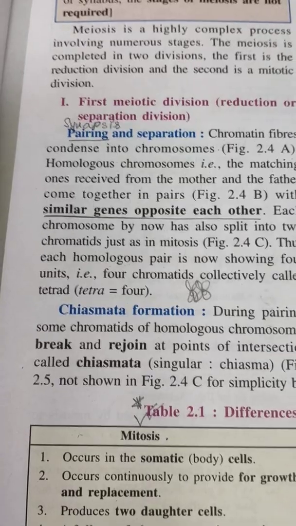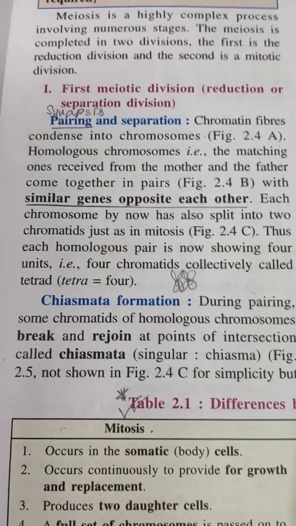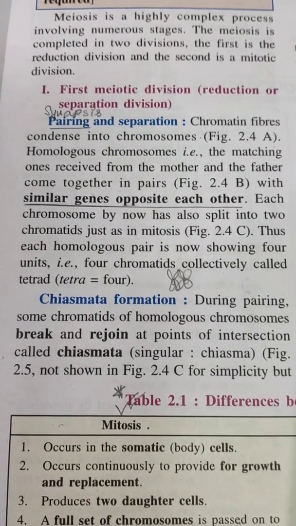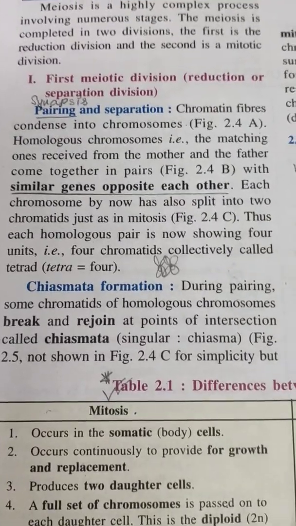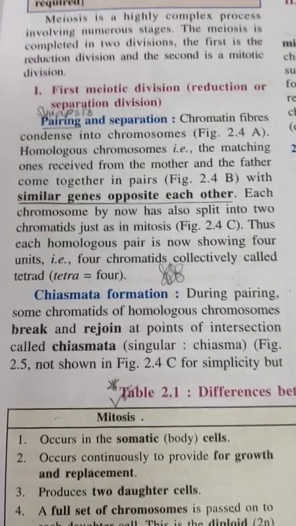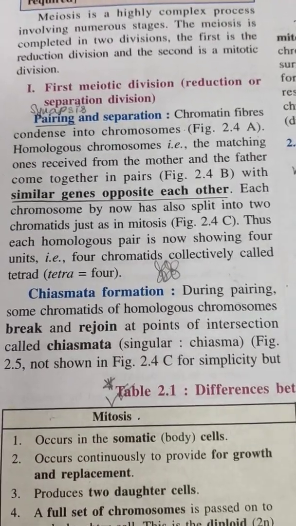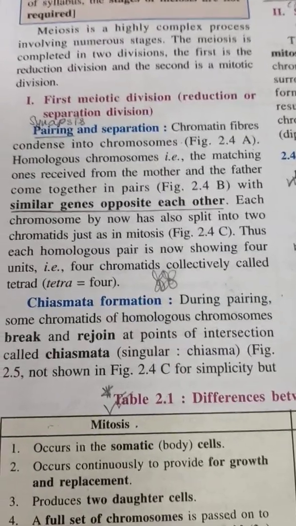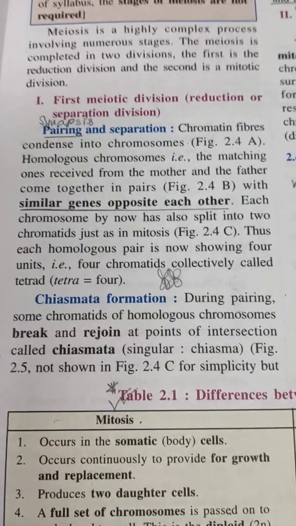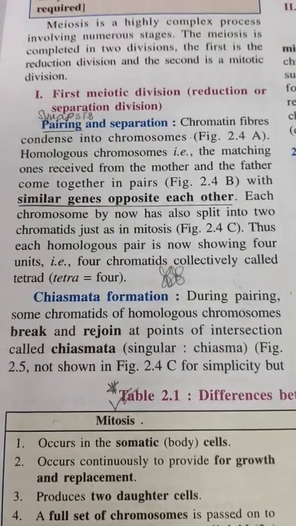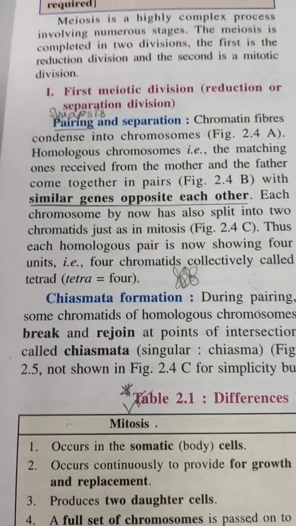And chiasmata formation is a very important part of especially meiosis, because chiasmata formation is the characteristic of meiosis which actually leads to the shuffling of the genes between the two parents, and then in the offsprings, we get the characters of both the parents from the genes of both the parents. So this chiasmata formation is important for the shuffling of genes. So that is why it is a very important phenomenon in the meiosis cell division.